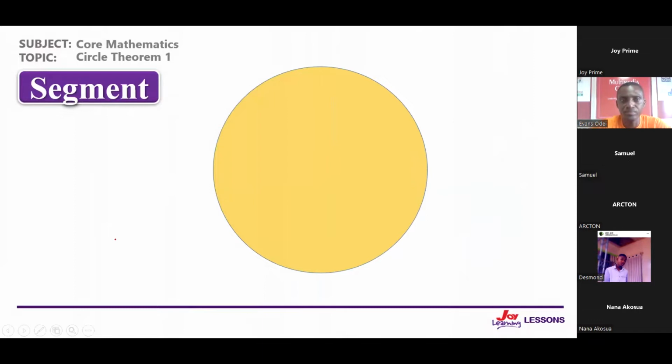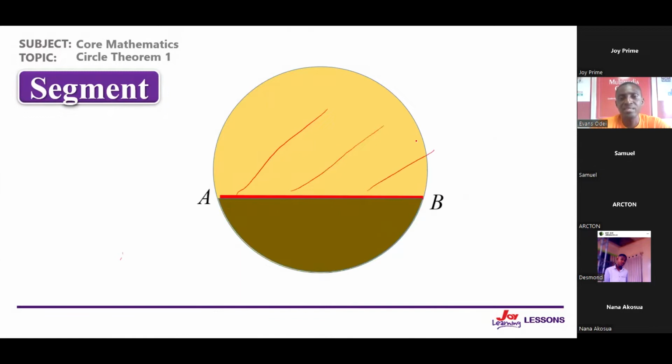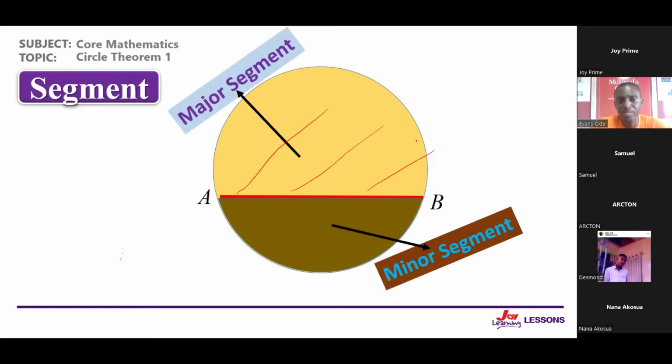If we draw a chord, like I said, we keep two areas. This is one area, and then the bigger space is another area. We call this smaller area the minor segment, and we call the bigger one the major segment. In mensuration, we'll learn how to find the area of a minor segment and the area of a major segment.